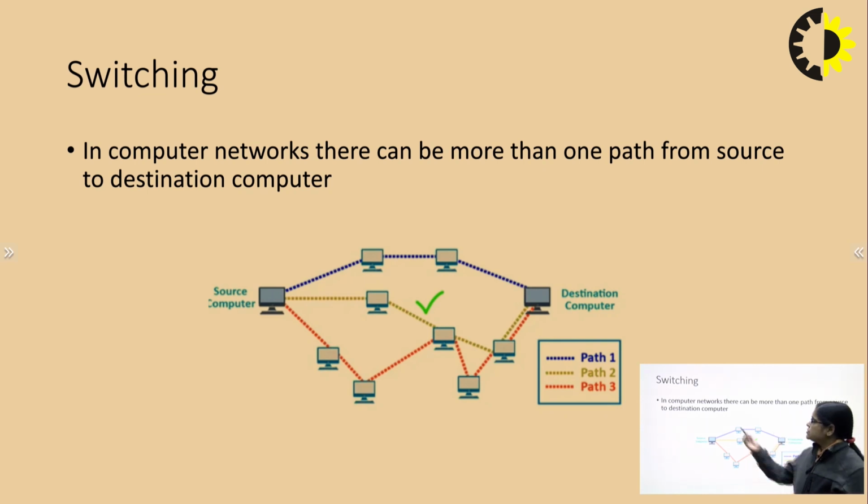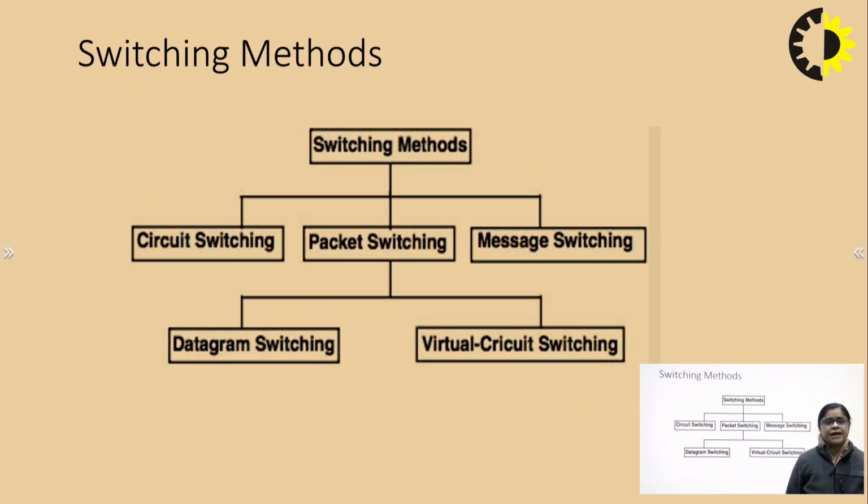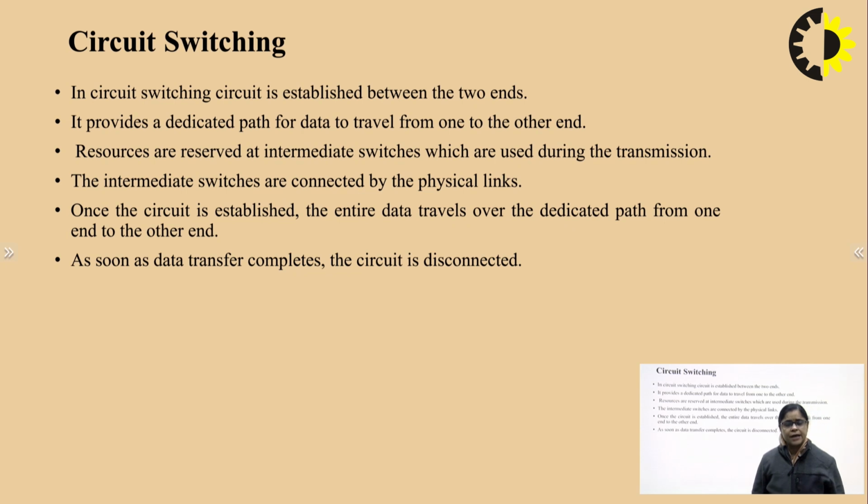So that is switching. In computer networks there can be more than one path from the source to the destination. If you see from here, source to destination, there are multiple paths. The blue line, the yellow line, and the red line show the multiple paths, but we are selecting the yellow line because this is the best optimal path, right? Now switching is categorized into three parts: circuit switching, packet switching, and message switching. Packet switching is categorized into two parts: datagram switching and virtual circuit switching. Clear?